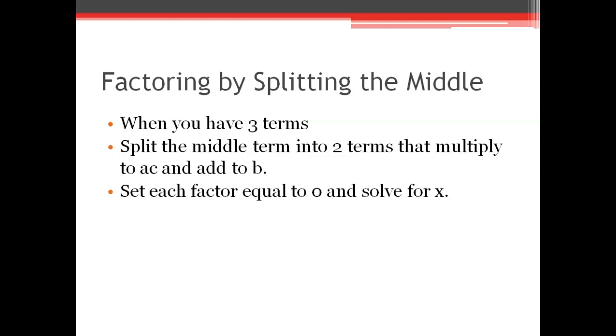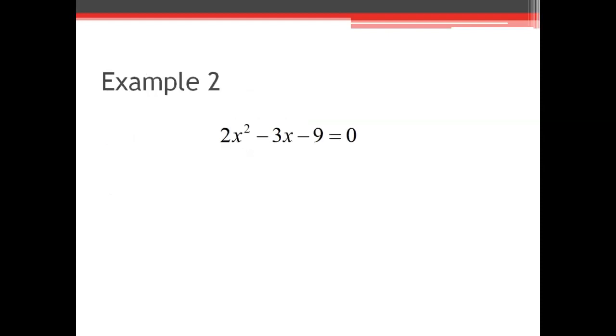All right, so let's take a look at an example of this. We have 2x squared minus 3x minus 9 equals 0. So 3 terms. I'm going to draw an x over here just to keep track of what I'm trying to find. I'm trying to find 2 numbers that will multiply to a times c. That would be 2 times negative 9, which is negative 18. I'll write that up on top. And that will add to negative 3. We'll put negative 3 down here.